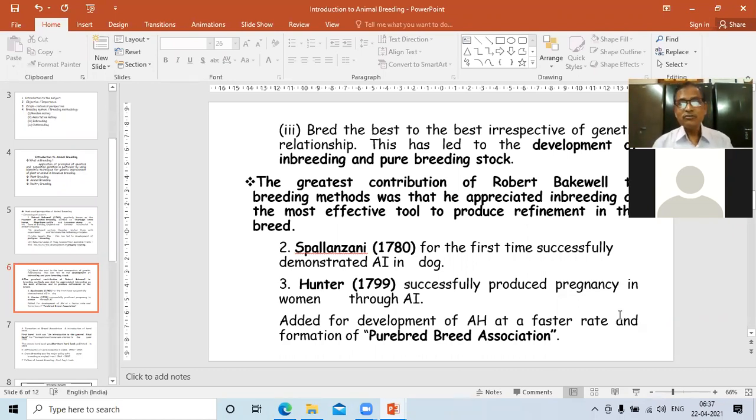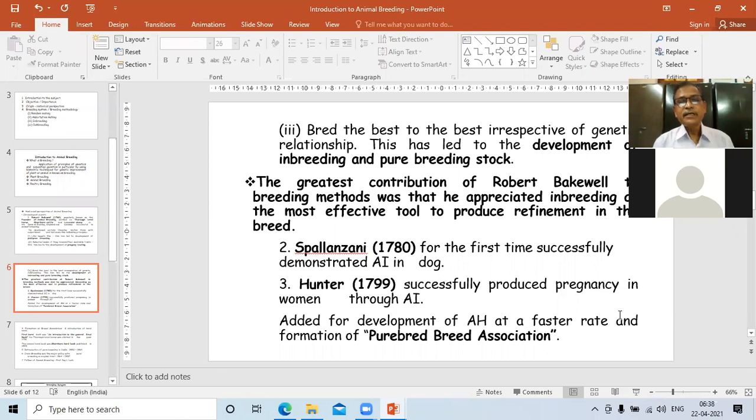Nowadays, importance is also given to the females, because through in vitro fertilization and other techniques, a cow may have many offspring, but not more than 10 or 20, like this. That will be the maximum.